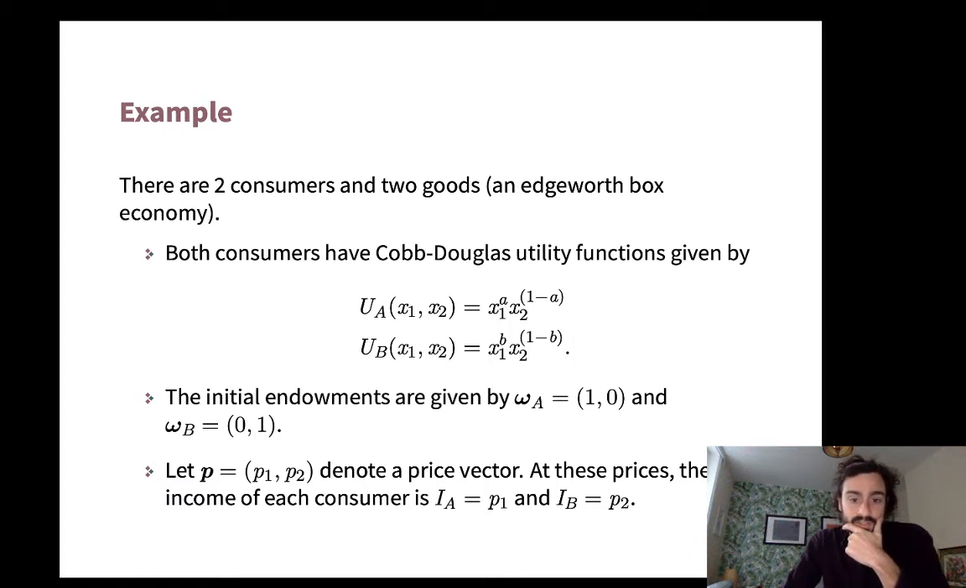And at these prices, we know what the income of the consumers are, right? Well, consumer A has 1 unit of the first good and 0 units of the second good. So if he sells at prices P1, P2, he gets back 1 times P1 plus 0 times P2, which is just P1. And analogously, B gets back P2. So the wealth, the income of consumer A is P1, and the wealth of consumer B is P2.